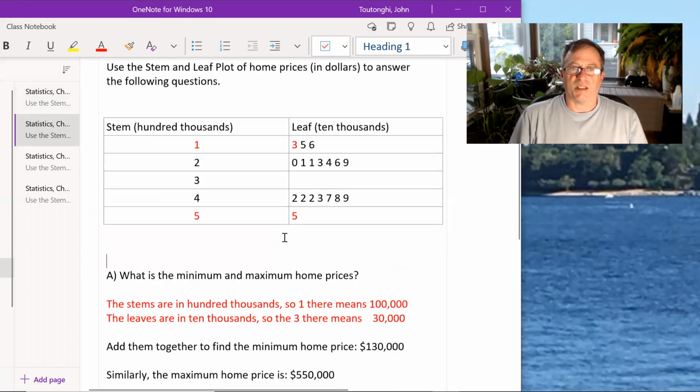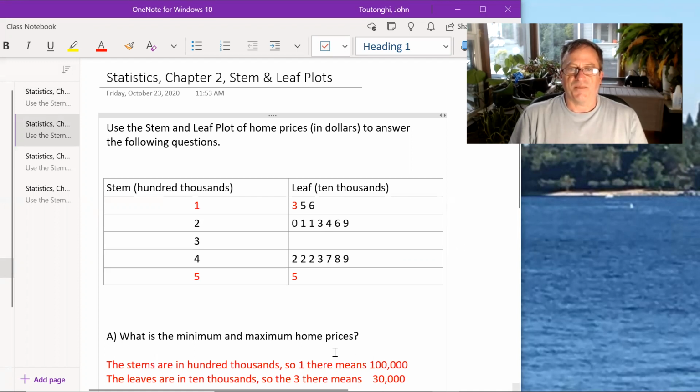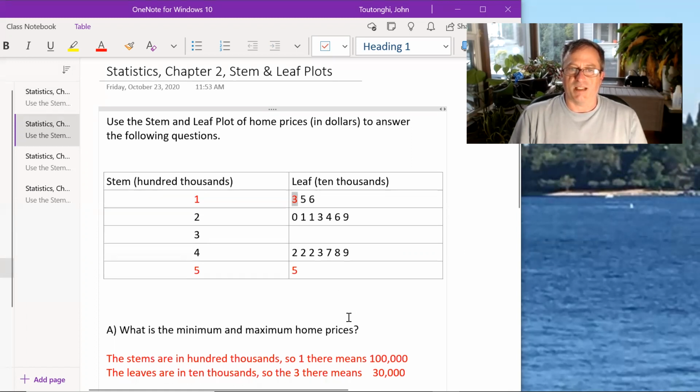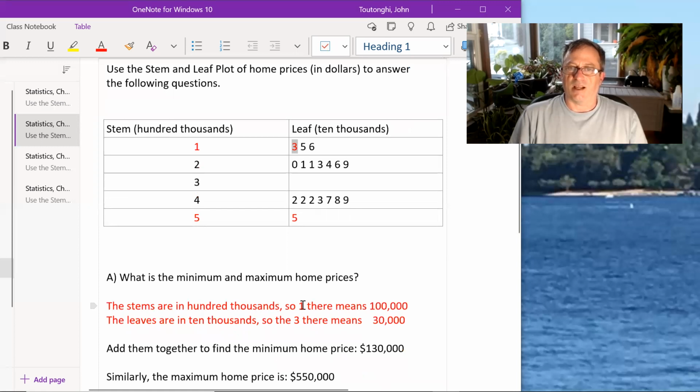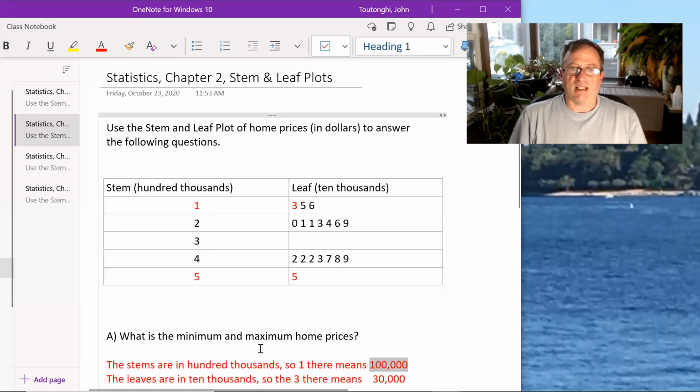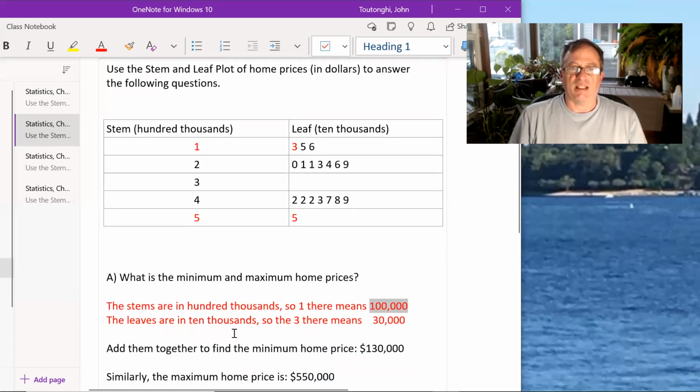So the first question, what is the minimum and maximum home price? So the minimum home price up here is a one in the stem and a three in the leaf. So one in the stem, again, that's 100,000. A three in the leaf of 10,000s would mean there are three 10,000s or 30,000. And then we add them together and the minimum home price, I'm gonna add dollars in here, would be $130,000.